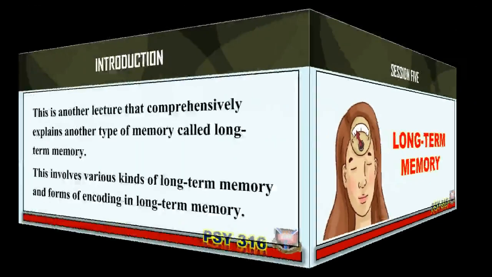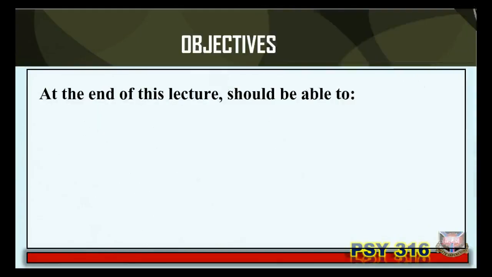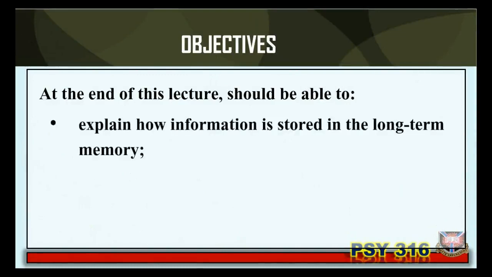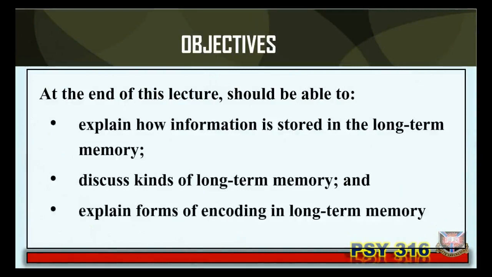Introduction. This is another lecture that comprehensively explains another type of memory called long-term memory. This involves various kinds of long-term memory and forms of encoding in long-term memory. Objectives. At the end of this lecture, you should be able to: 1. Explain how information is stored in the long-term memory. 2. Discuss kinds of long-term memory. And 3. Explain forms of encoding in long-term memory.